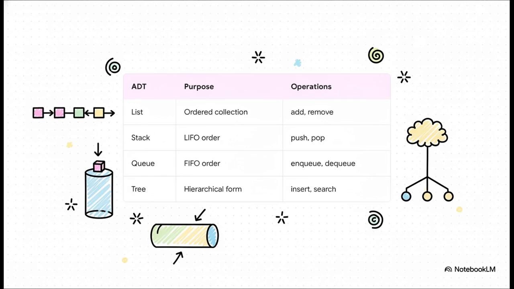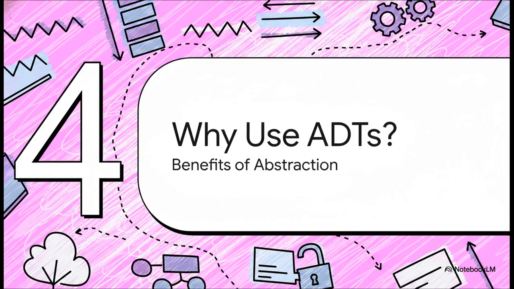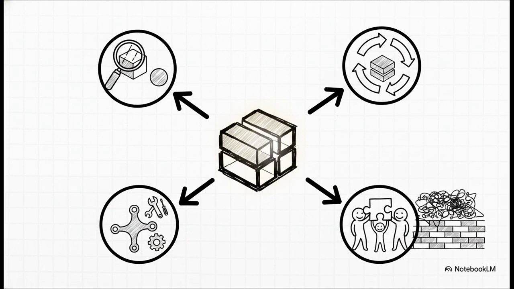Now pause for a second. Notice how not a single word here mentions arrays or memory pointers. It is 100% pure behavior. Which brings us to Section 4, why use ADTs? Let's talk about the incredible benefits of abstraction. So why do we even bother with this extra layer?